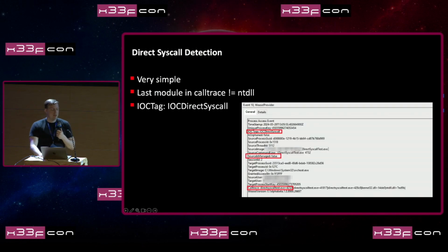For example, direct system call detection is very simple. If we see that the last module in the call stack to open process is not NTDLL but something else, then we add an IOC tag saying, hey, this call stack looks like there's a direct system call going on here.